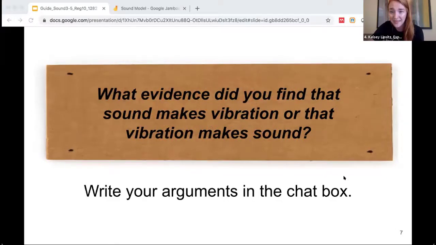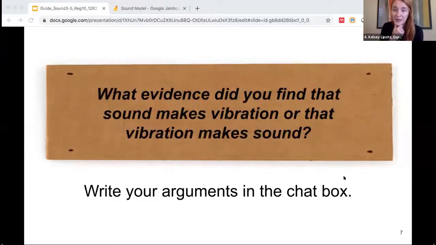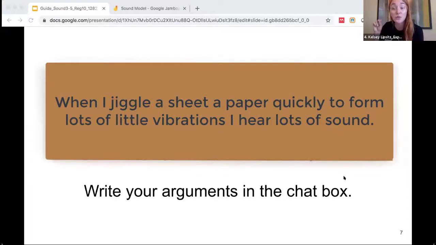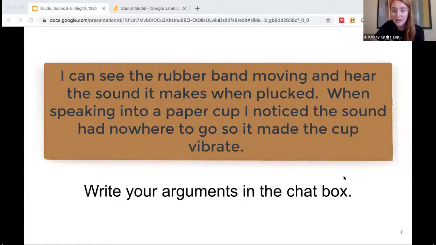Awesome. Nice. From Maggie, the string around my head only made sound when it was vibrating. When I stopped the vibration, the sound stopped. Some really compelling evidence there. Awesome. From Yami, when I jiggle a sheet of paper quickly to form lots of little vibrations, I hear lots of sound. That's a great one too. Nice. From Julie, I can see the rubber band moving and hear the sound it makes when plucked. And speaking into a paper cup, I noticed the sound had nowhere to go, so it made the cup vibrate.